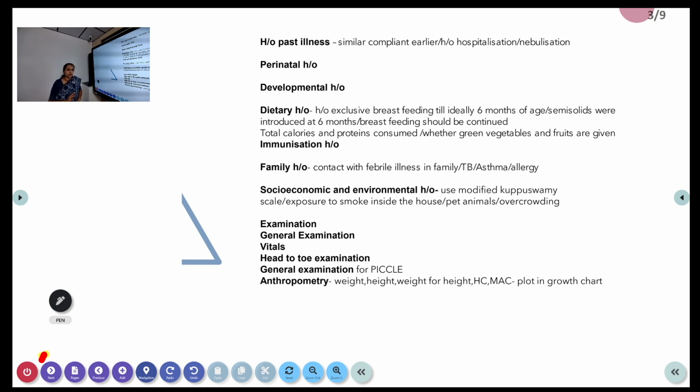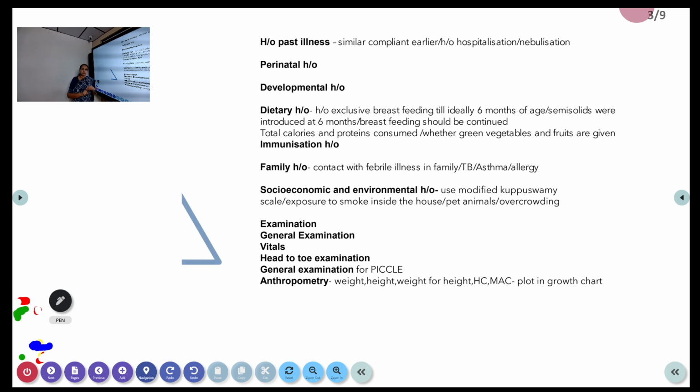Take the immunization history in detail, and in the immunization history there are certain vaccines which protect against pneumonia in the child. So what are those vaccines? One is the pentavalent vaccine. In the pentavalent you have DPT, so the pertussis component will protect against pneumonia. Then in the pentavalent there is H influenzae B also, that will protect against pneumonia. Then now we are giving the pneumococcal vaccine also. So that also will protect against pneumonia.